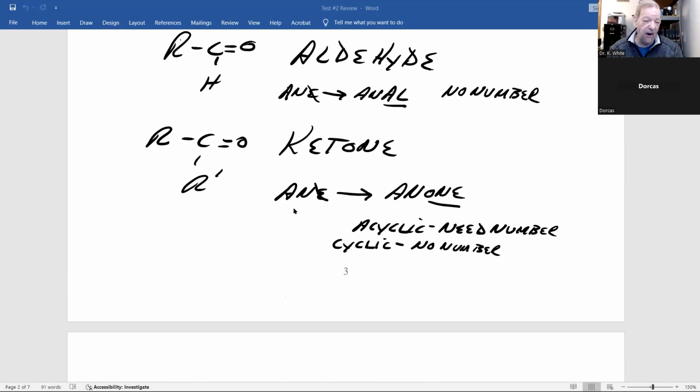Now, for both a ring or not in a ring, you find the longest chain or ring that has the carbonyl carbon in it. Name it as an alkane or a cycloalkane. Drop the E, add ONE. Again, drop the E, add ONE. And for acyclic, you need a number. And that number is the carbonyl carbon. It should be the lowest number, meaning closest to the end of a chain. For a ring, no number, because there are no exceptions I know of, the carbonyl carbon in a ring of a ketone is always one. Everybody knows that, so we don't put that down.